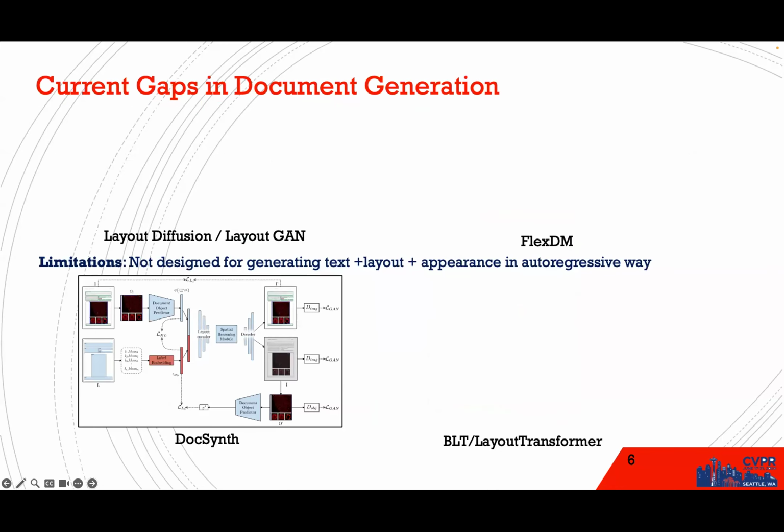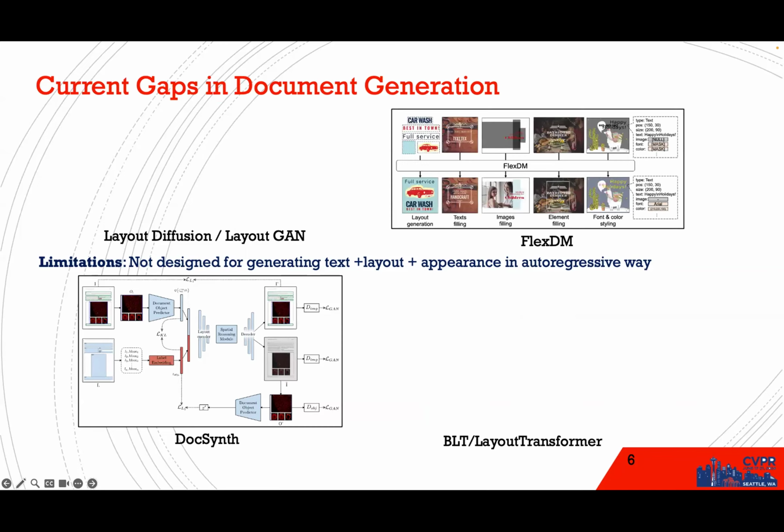So I'll talk briefly through some related work here. Version one of this work was a pixel-based approach. As we heard in some of the prior talks today, there's some discussion of the best way to represent documents, whether that's pixels or some kind of sequence of elements. Other approaches include FlexDM, which is an excellent work, I believe co-authored by some of the organizers here today.